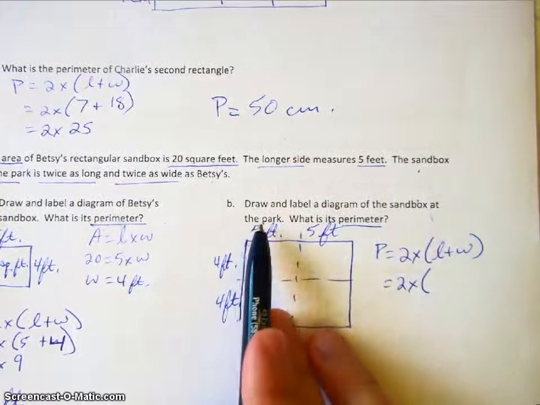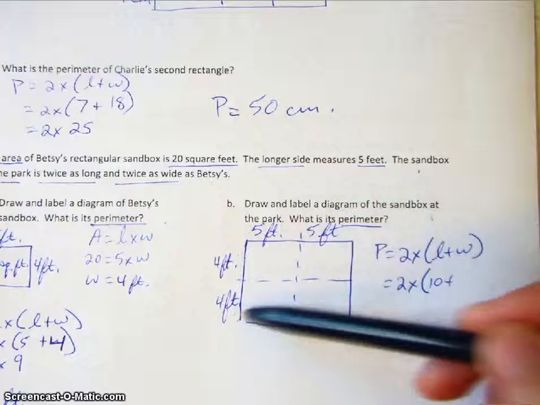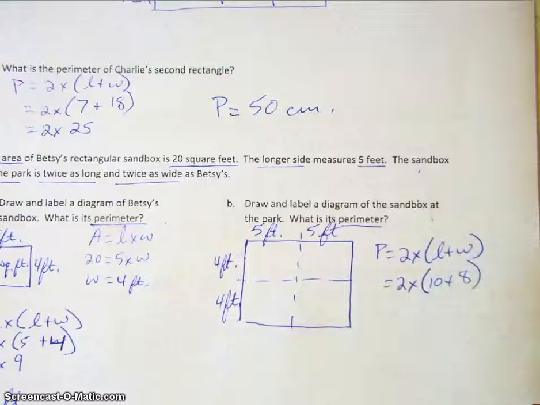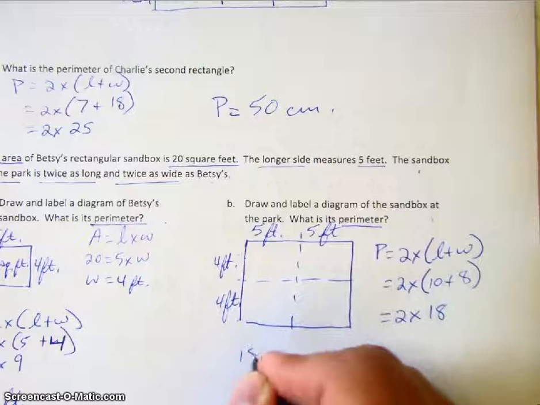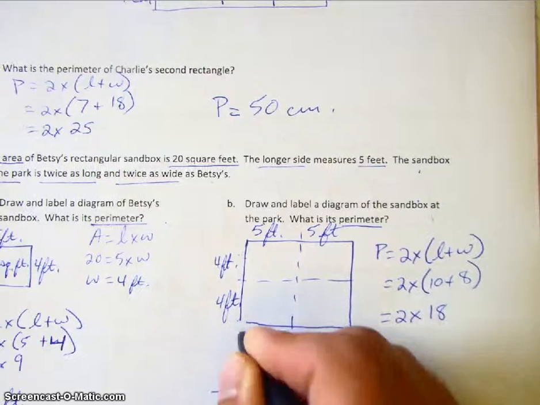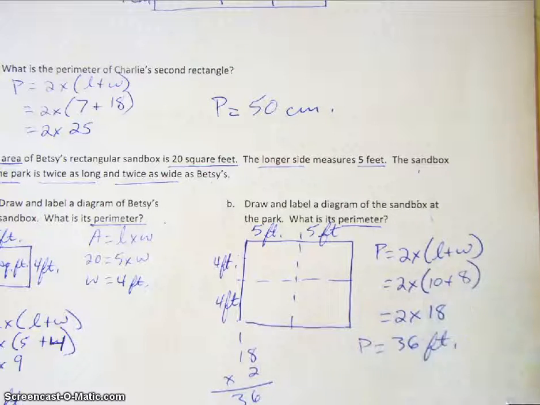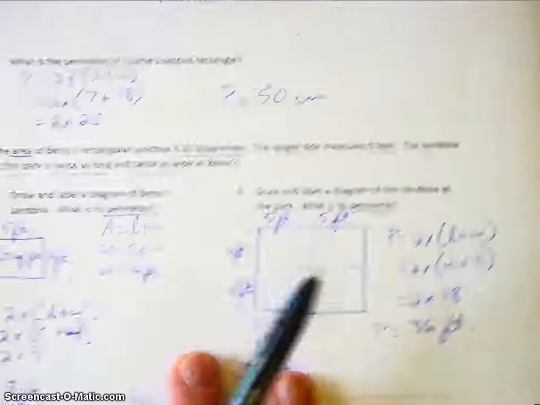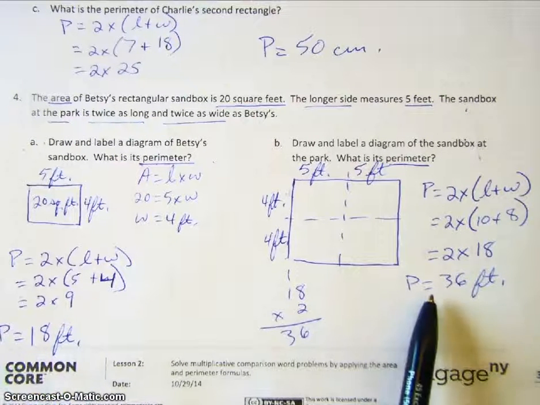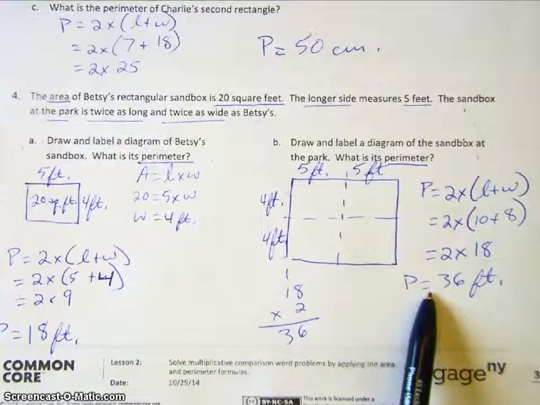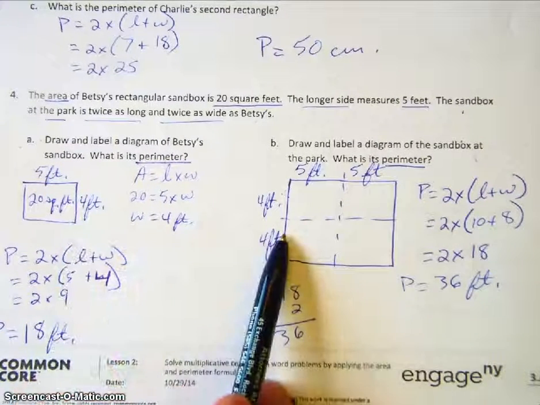Our length now becomes 5 plus 5, which is 10, and our width now becomes 4 plus 4, which is 8. So now we have 2 times 18, so we have a perimeter of 36 feet. If you notice, in letter A the perimeter for Betsy was 18, and in letter B, at the park, it's 36. So if we double the length and we double the width, we're also doubling the perimeter.